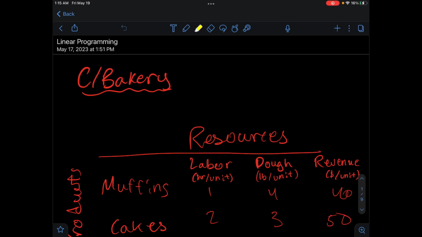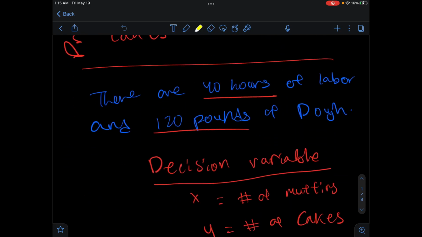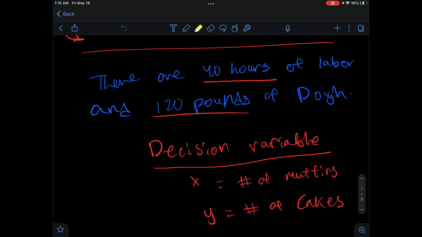Let's get into an example of what was previously stated in the previous part. So in this case, we have C/Bakery. It's a bakery that produces muffins and cakes, but its only resources are labor and dough. And now we're trying to maximize the amount of revenue using the limited amount of resources we have to their maximum potential to get the maximum amount of products and revenue possible. So we only have 40 hours of labor in a workday with 120 pounds of dough to work with.